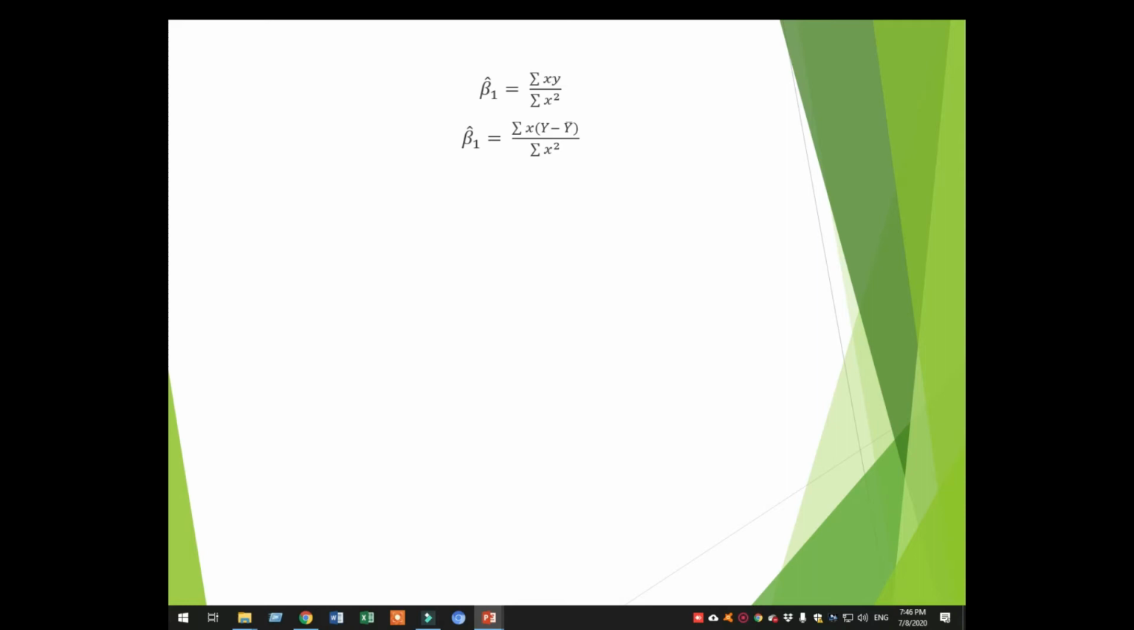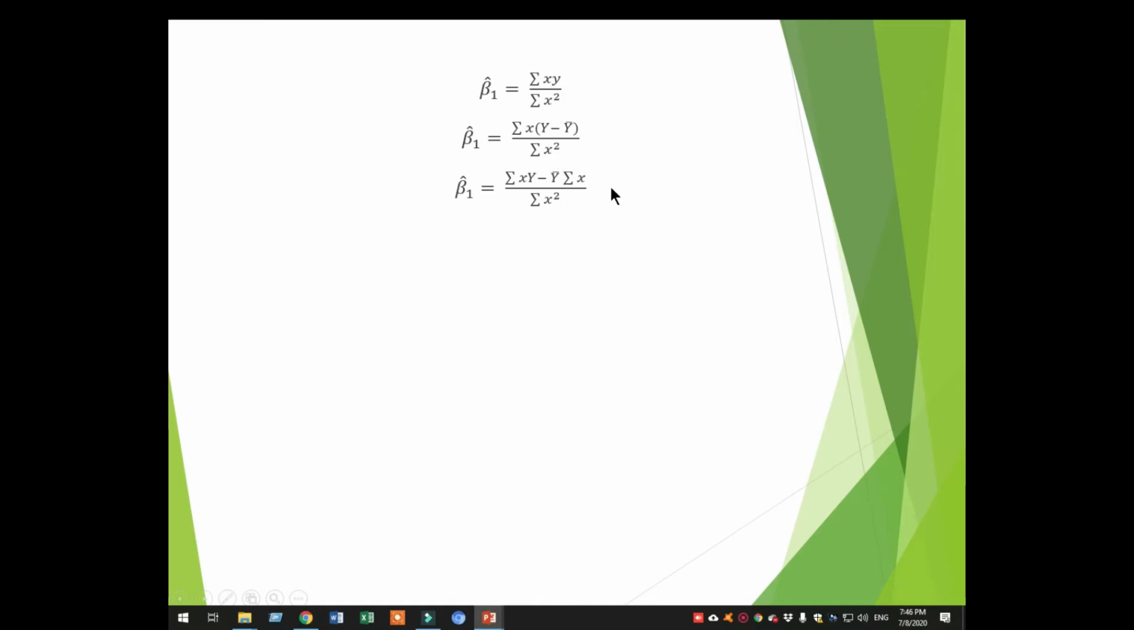Small y can obviously be converted to its deviation form. Obviously, small x is also of the form capital X minus capital X bar, but here we are just replacing small y with its value, and by multiplying summation x from this bracket we have this composition.